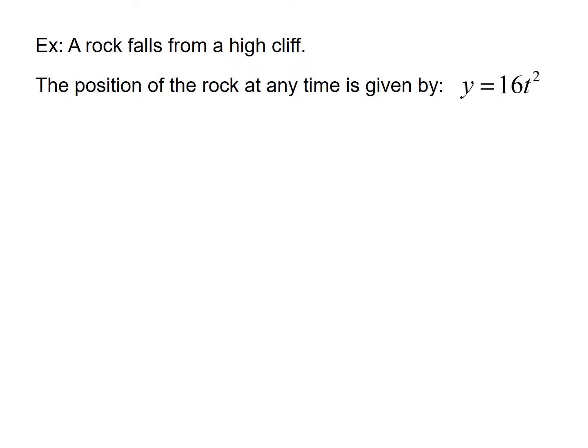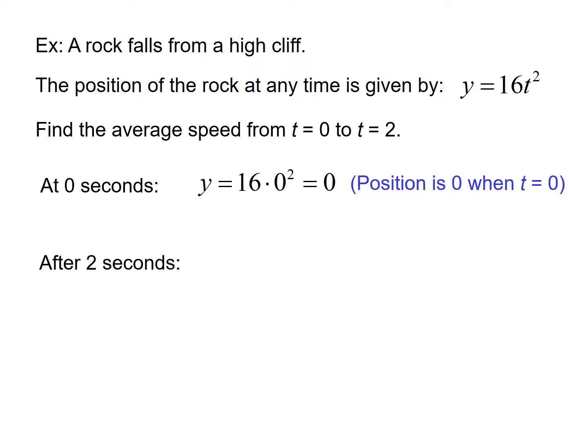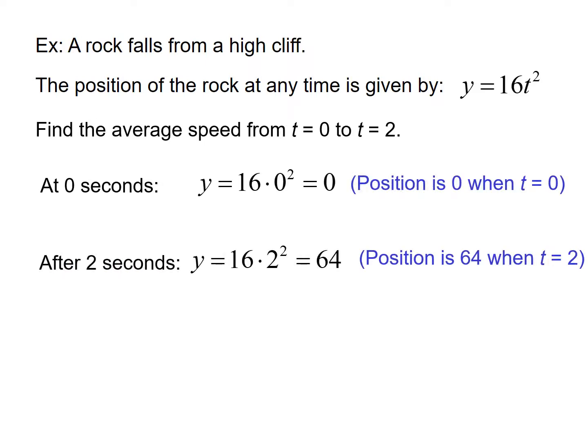So we have a rock falling from a high cliff, and the position is given by y equals 16t squared. So t represents time in seconds, and y is the height in feet. At 0 seconds, we can plug that in. We find that we're at a height 0. At 2 seconds, 64. So this rock has gone down 64 feet.